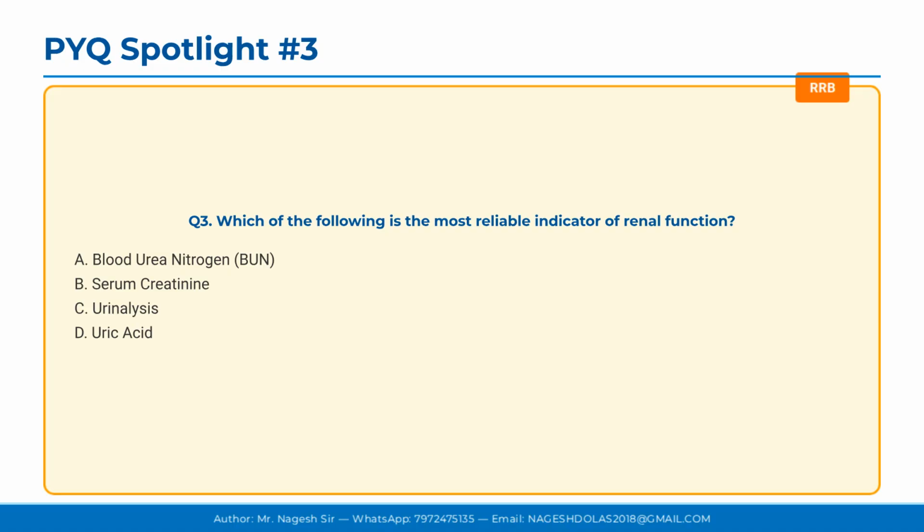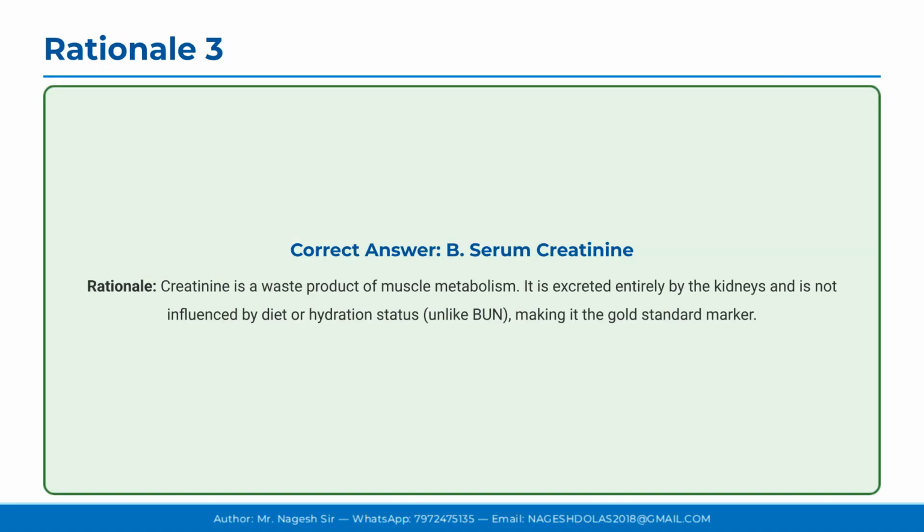PYQ Spotlight number 3. Which of the following is the most reliable indicator of renal function? A, BUN, B, Serum creatinine, C, Urinalysis, or D, Uric acid? The correct answer is B, Serum creatinine.